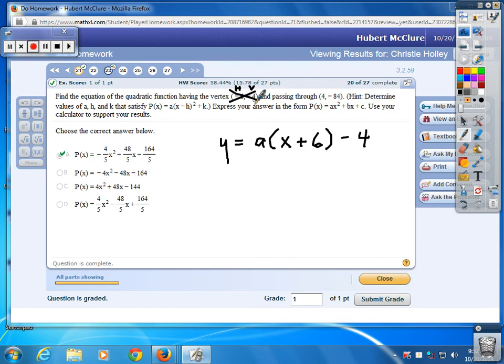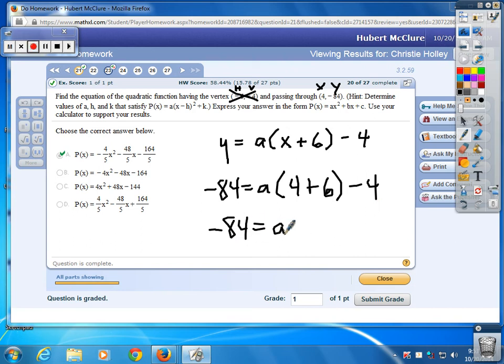No sneezing, please. You got this guy right here. What is this? Well, this is X and Y. So what do you think I'm going to do with that X and Y? Plug it in. -84 is equal to A times 4 plus 6 minus 4. And lo and behold, what's the only variable we don't have? Golly bum. So -84 is equal to A times 10 minus 4.